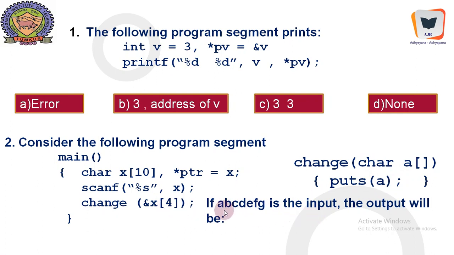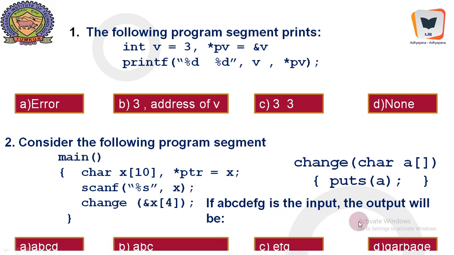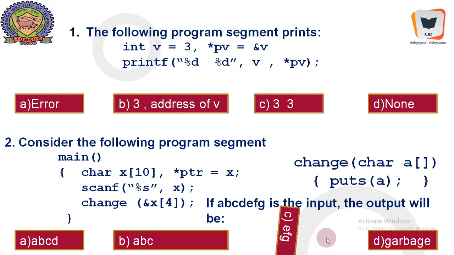So here if a, b, c, d, e, f, g is the input, the output will be, so this is 0, 1, 2, 3, 4. So this portion of the string will be stored in a now. A is no longer this particular length because the address here is the fourth cell. Therefore if the input is abcdefg, the output will be efg. It should be efg. Yeah.